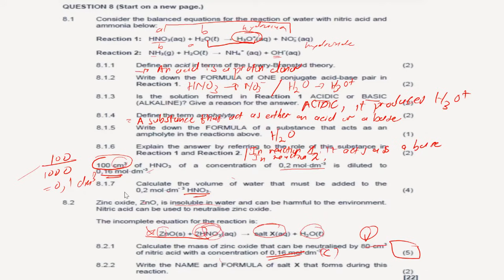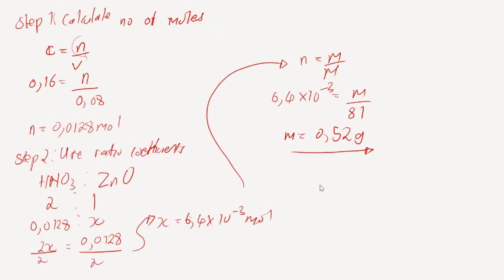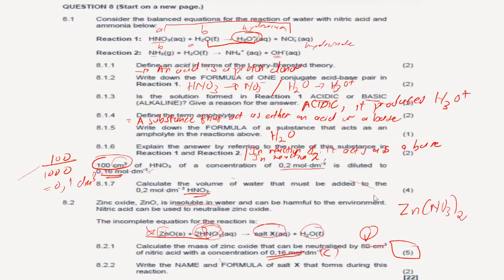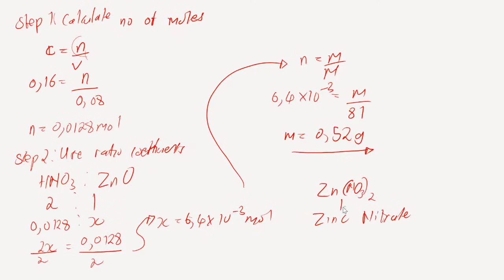At this point, we can see that our salt will be zinc nitrate, that's Zn(NO3)2. So that's zinc nitrate. If you want to write the name, because they said name and formula, the name is zinc nitrate.